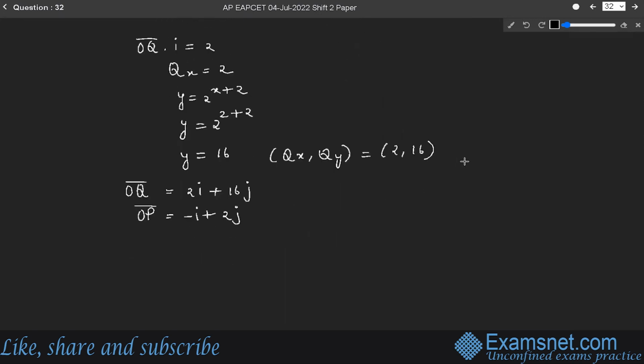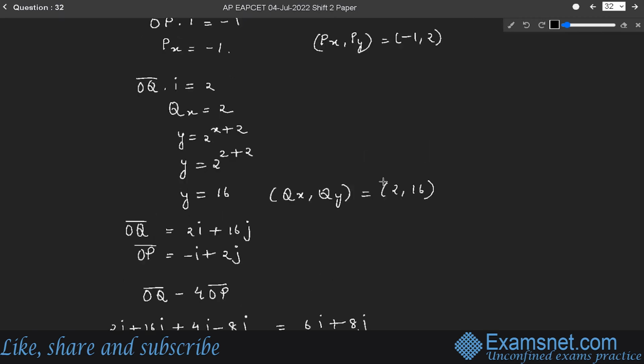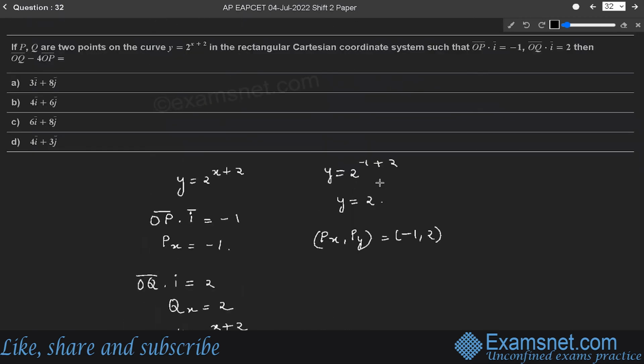In the question, we have to find OQ minus 4OP. So putting the values, we will get 2i plus 16j plus 4i minus 8j. This will be equals to 6i plus 8j. Therefore, we can say that the value for OQ minus 4OP is 6i plus 8j. Therefore, option C is the correct option for this question.